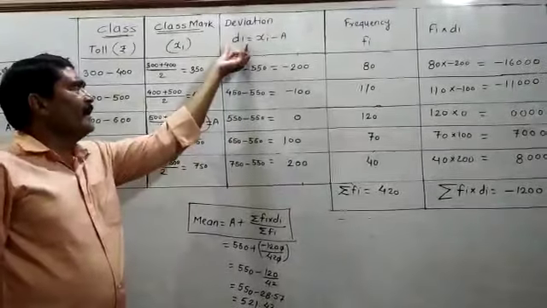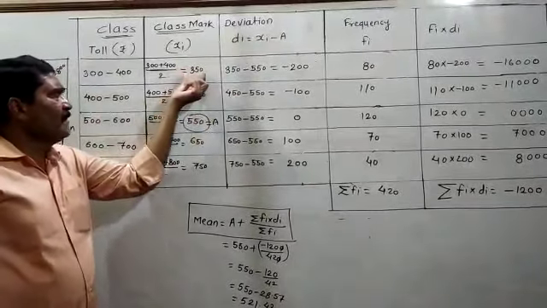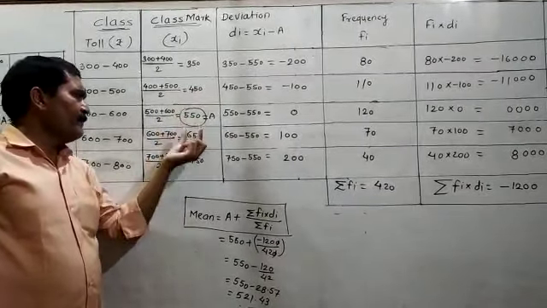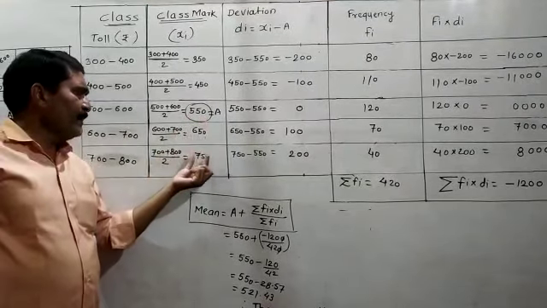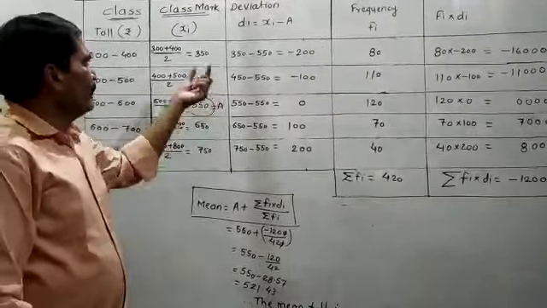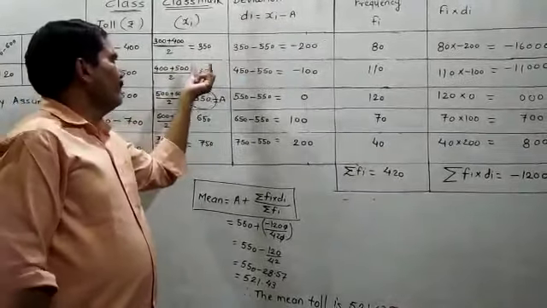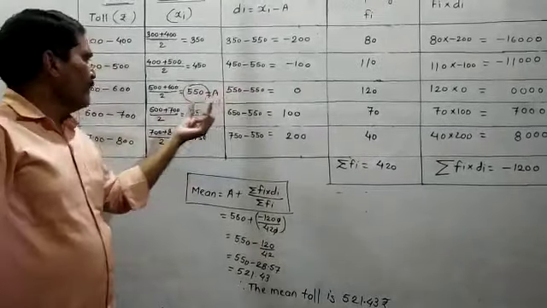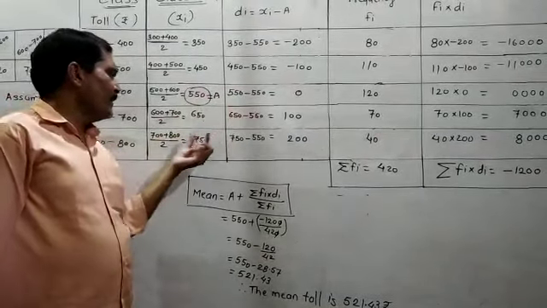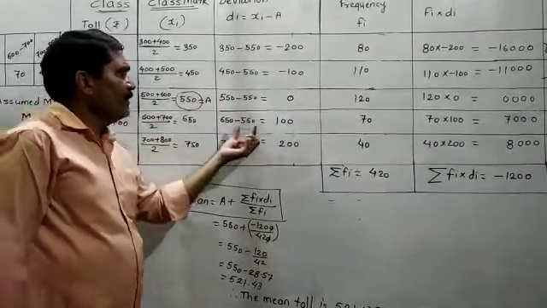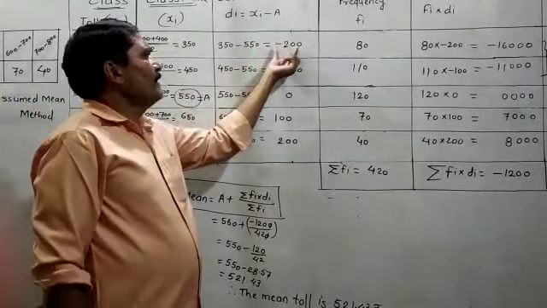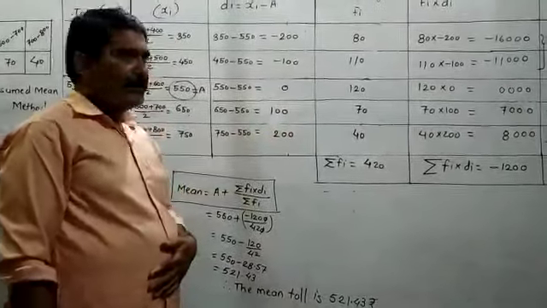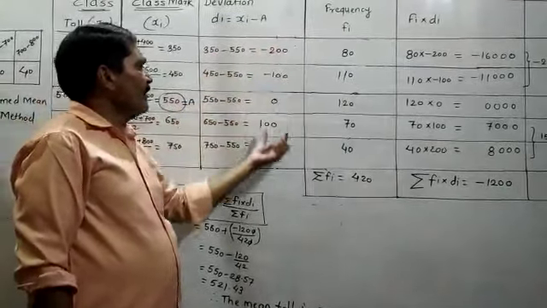Then you have to find the Di. Di is equal to Xi minus A. Xi minus A means 350 minus 550, 450 minus 550, 550 minus 550, then 650 minus 550, and 750 minus 550. You have to write each of these here. After subtracting, we get minus 200, minus 100, 0, 100 and 200. This is the Di, the value of deviation.